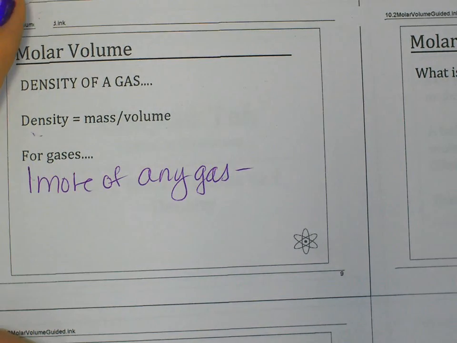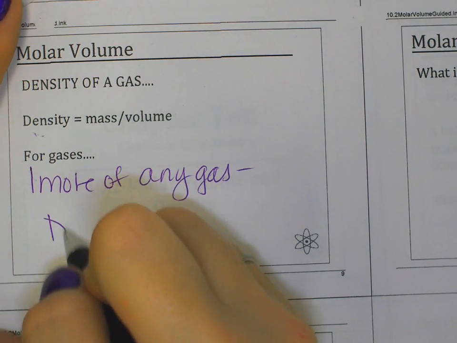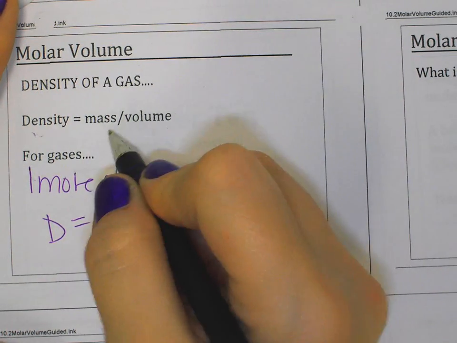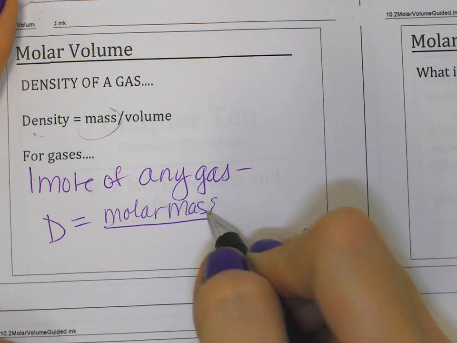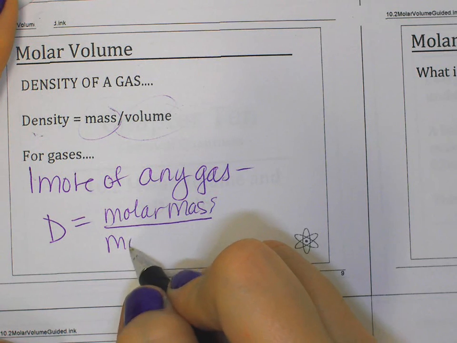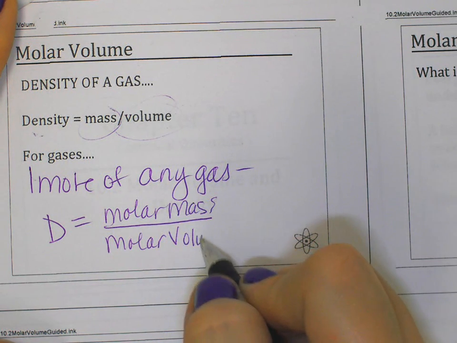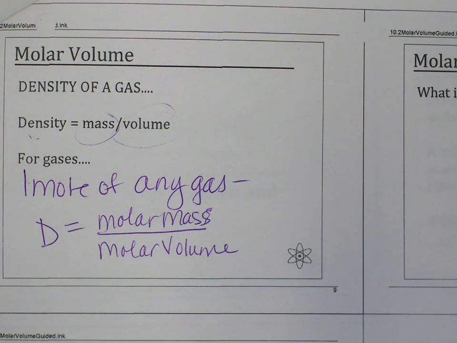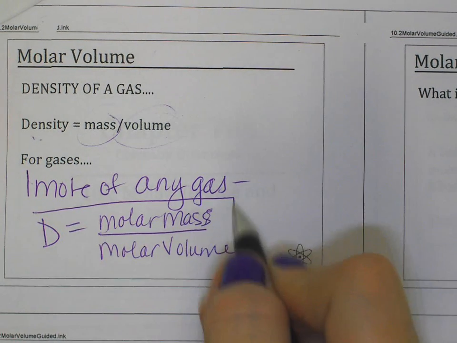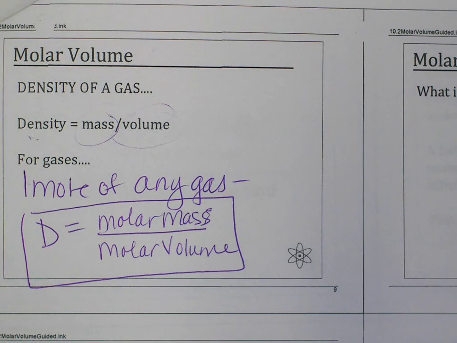I know the mass of that and I know the volume of it. Density for any gas is the molar mass over the molar volume. And the molar volume is always 22.4 liters. So this is great. All I need to know in order to find the density of any gas is the molar mass, because I know the molar volume. It's always the same.